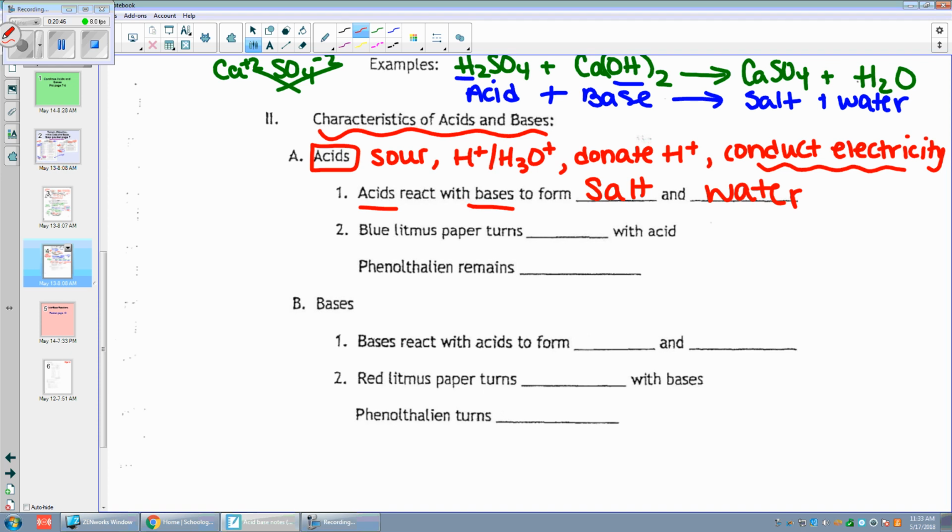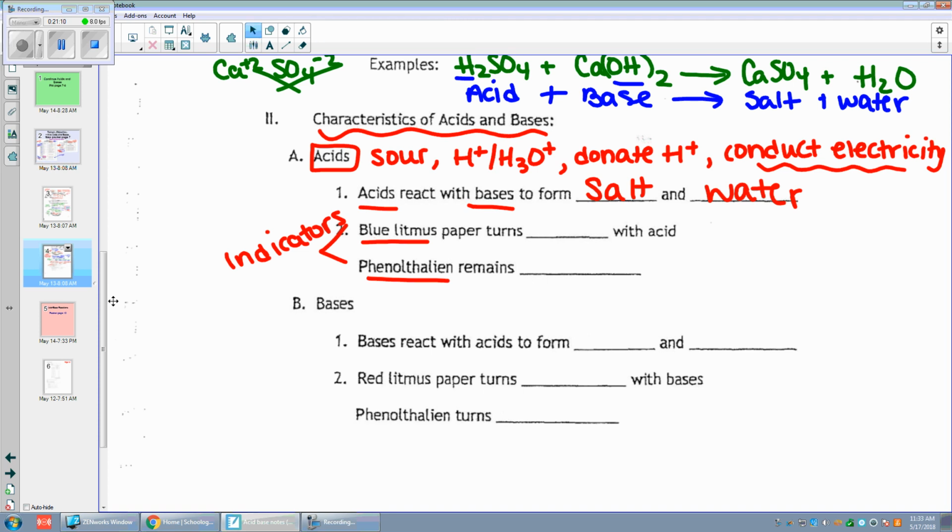And then down here, number 2, they're talking about these two things, blue litmus and phenolphthalein. These are indicators. I actually don't want to fill this part out right now. I just want you to know that litmus and phenolphthalein are indicators. We'll do more with those soon.